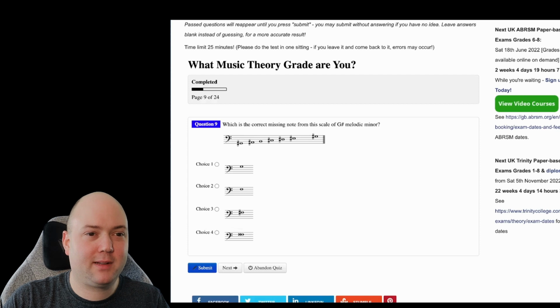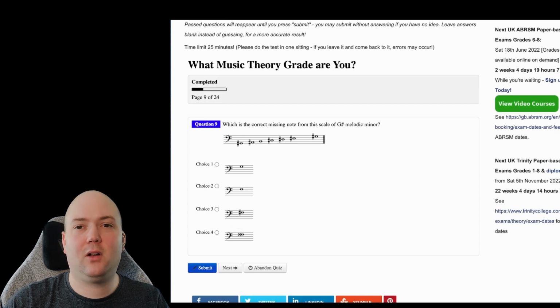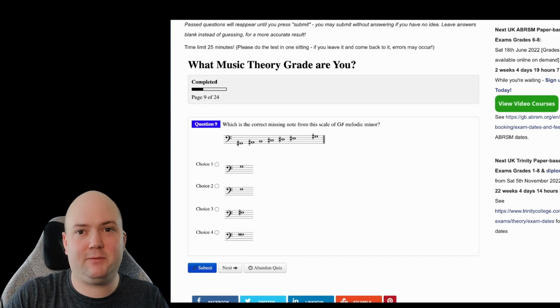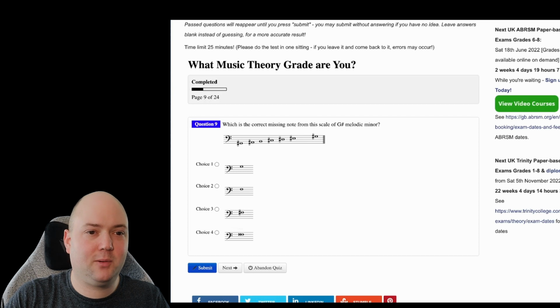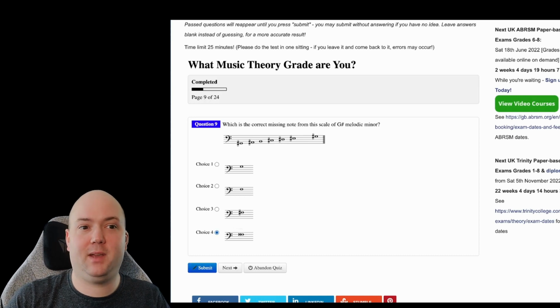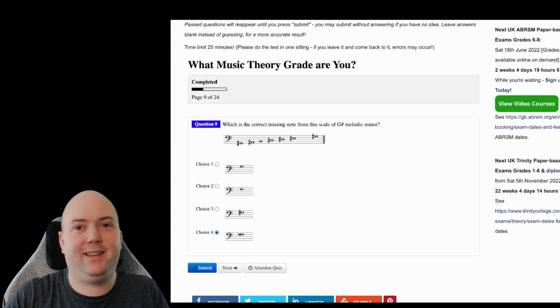Which is the correct missing note from this scale of the G sharp melodic minor? So the melodic minor, we are altering the pitches going up, so that for the melody, we want the leading tone up into the tonic is what this is referring to. So that means we need a half step below G sharp, and it has to be some kind of F. And in this case, it's going to be F double sharp. So they're doing a sharp scale to make things really tricky.